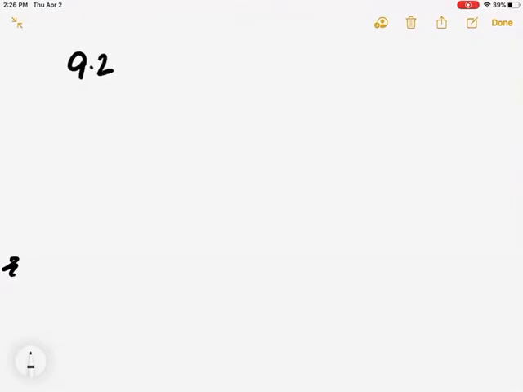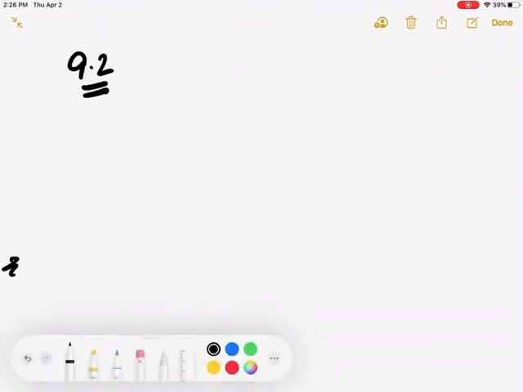It's still 9-2. Let's make it a little bit thinner, and that's better. And pick a different color. I'm still on 9-2, so I have a few more examples to show you.